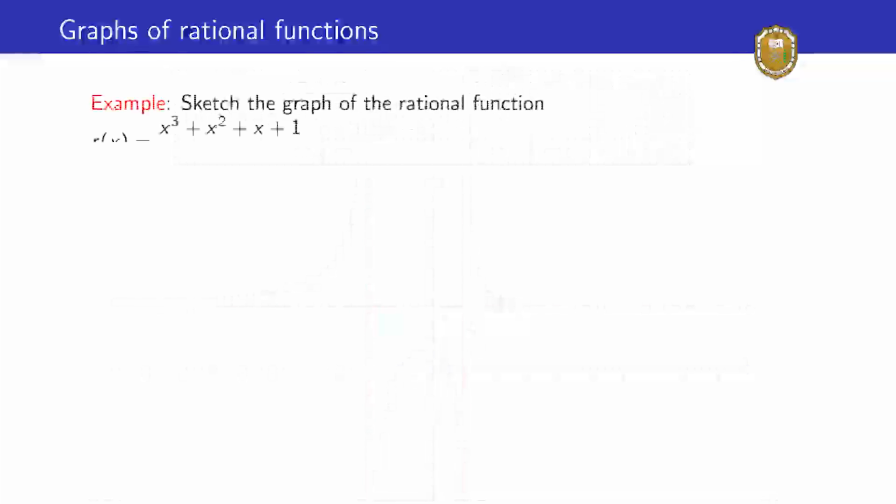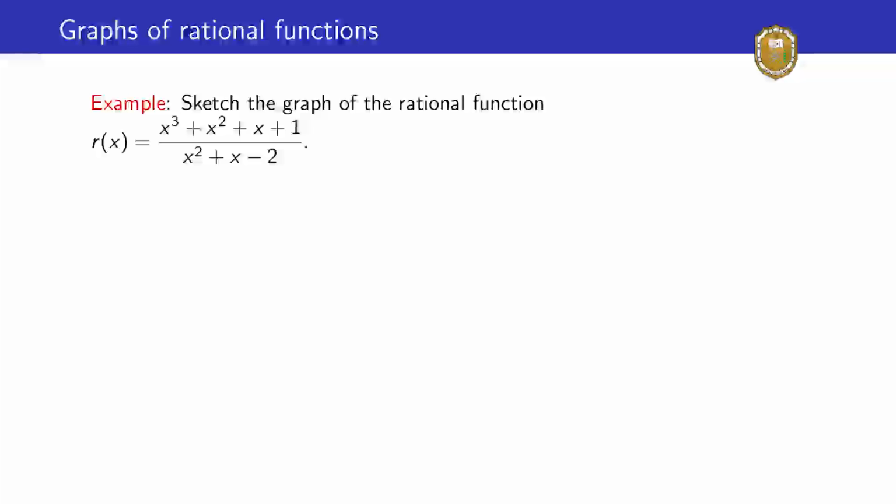The next example is to sketch the graph of the rational function R(x) = (x³ + x² + x + 1)/(x² + x − 2). Now we notice here that the degree of the numerator is 3, the degree of the denominator is 2. So the difference between these two degrees is 1. So this function has a slant asymptote.